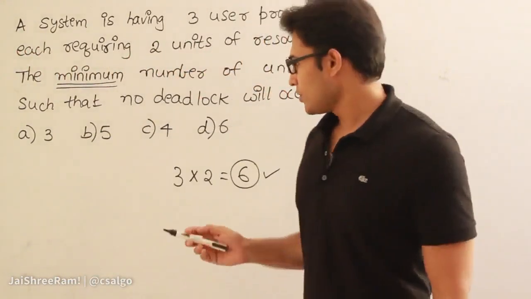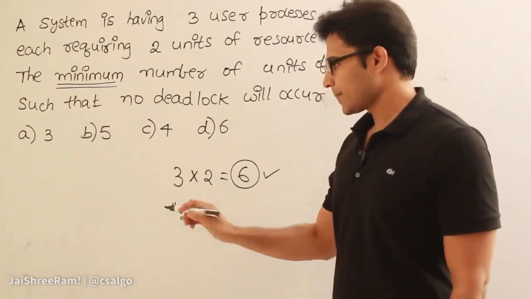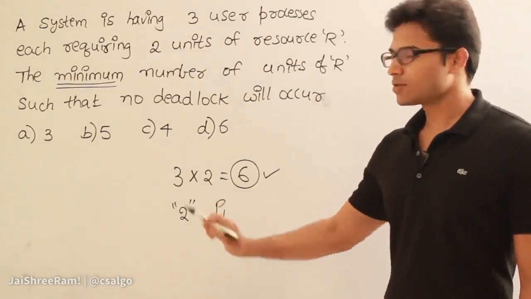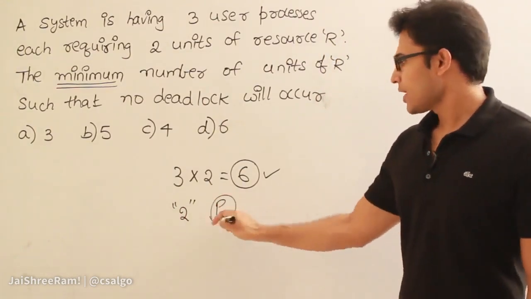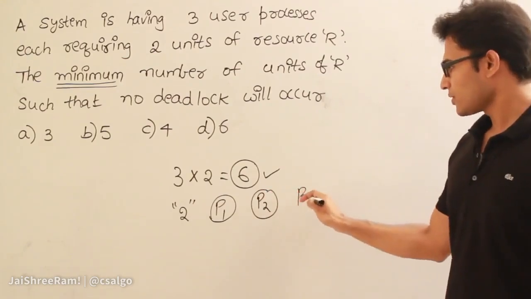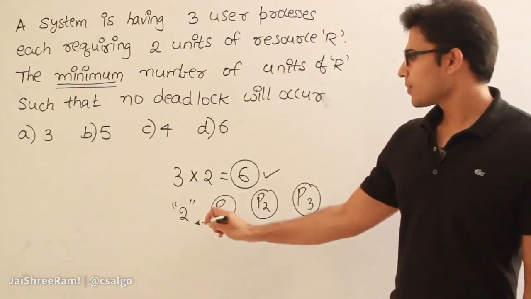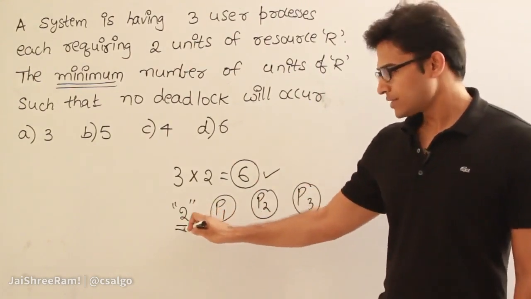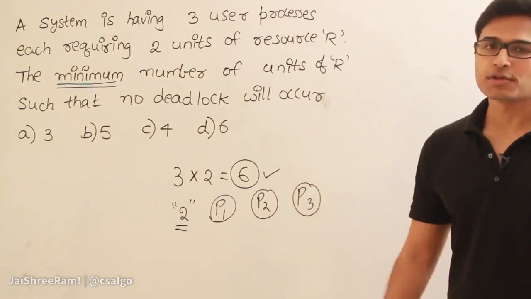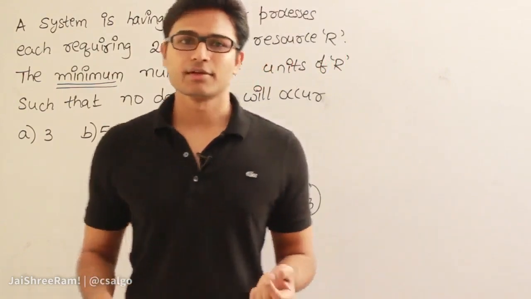Why don't you try with 2 resources? If I have only 2 instances of R, then what happens? Let process P1 take the 2 instances of R and finish, then process P2 take 2 instances of R and finish, and then process P3 take those 2 instances and finish. Therefore you might think that 2 instances are sufficient for the successful execution of all 3 processes, one after the other. But there is a problem here.